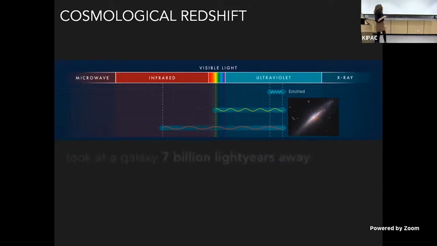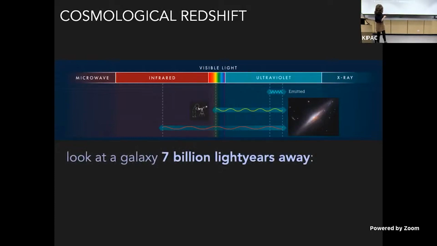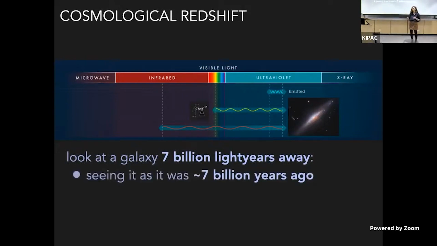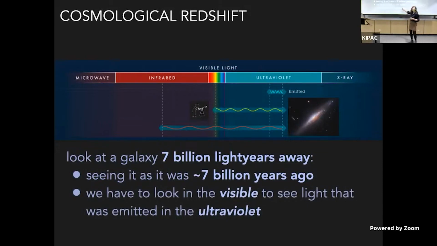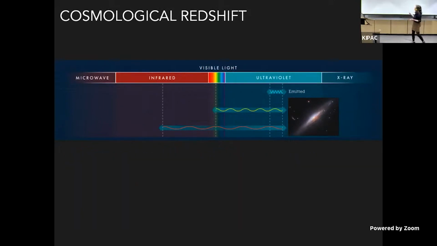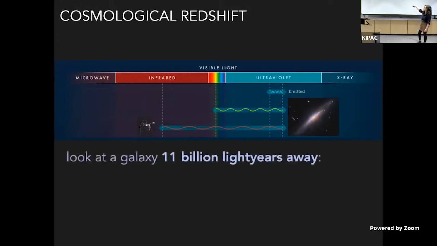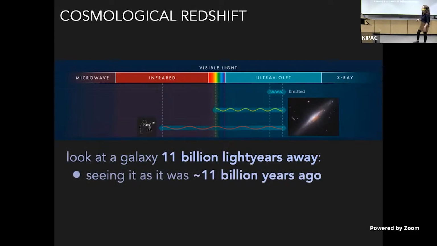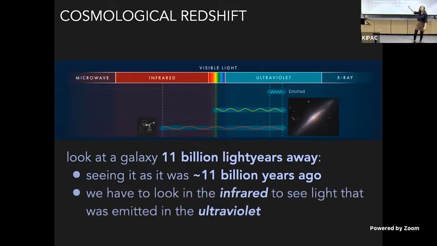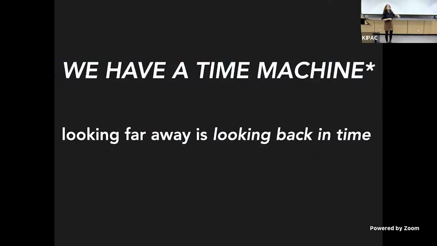And so if we're trying to look at this galaxy and we want to see the ultraviolet light from that galaxy, if it's close by, so if it's 7 billion light years away, we're seeing it as it was something like 7 billion years ago, because that's how long it took that light to get from it to us. And then if we want to see the light that was emitted in the ultraviolet, we have to look in the visible part of the spectrum. And that's fine, because we can do that with Hubble. But on the other hand, if this galaxy is much further away, if it's 11 billion light years away, we're seeing it as it was something like 11 billion years ago, and that light has gotten so stretched that it's no longer in the ultraviolet, it's no longer in the visible, it's all the way into the infrared part of the spectrum.